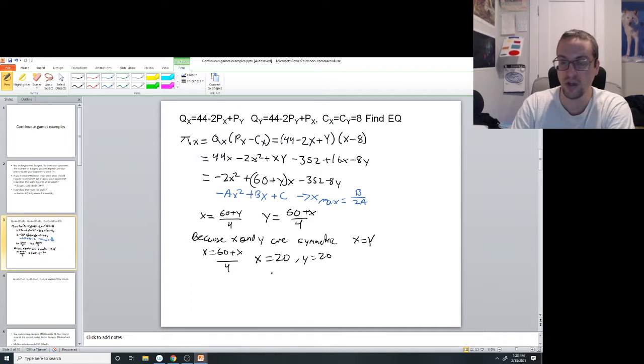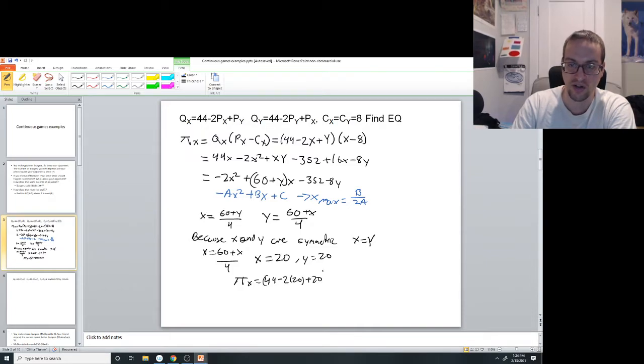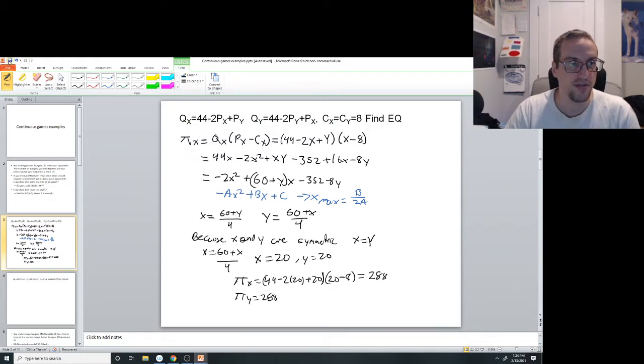Again, they're symmetric. I can also find the profit of x. Remember, it's the quantity of x, which is 44 minus 2 times 20 plus 20, all times 20 minus 8. This comes out to be $288, and that means the profit of y is also $288. I'm going to be smart enough to save this before I go to the next part, so if it crashes again I don't have to start from the very beginning.